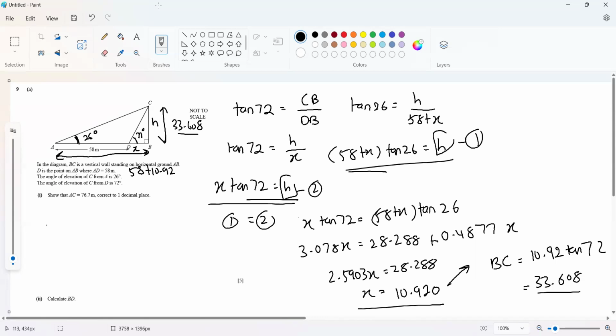So I can use Pythagoras theorem to prove it. So from here, 58 plus 10.92 would be 68.92 squared plus 33.608 squared. And then we square root to find our AC.